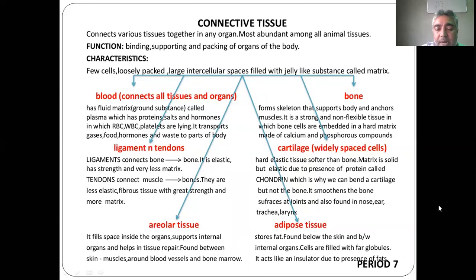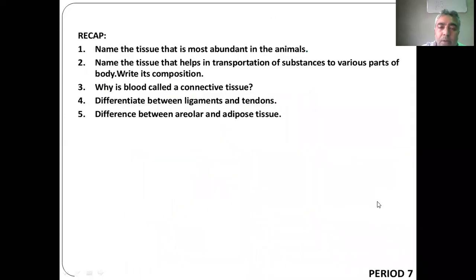Cells are filled with fat globules. It acts like an insulator due to the presence of fat.